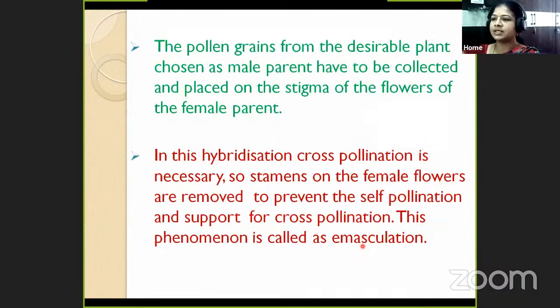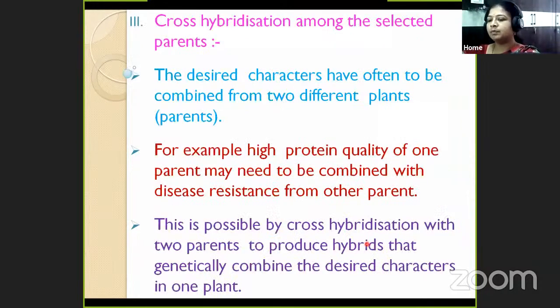And this emasculation process always depends on the size of the flower. When the flowers are larger in size, hand emasculation is practiced. When the flowers are smaller in size, hand emasculation is difficult. So instead of hand emasculation, forceps or scalpels are used to remove the anthers and stamens on the female flower. Okay, that is the third step, cross hybridization among the selected parents.